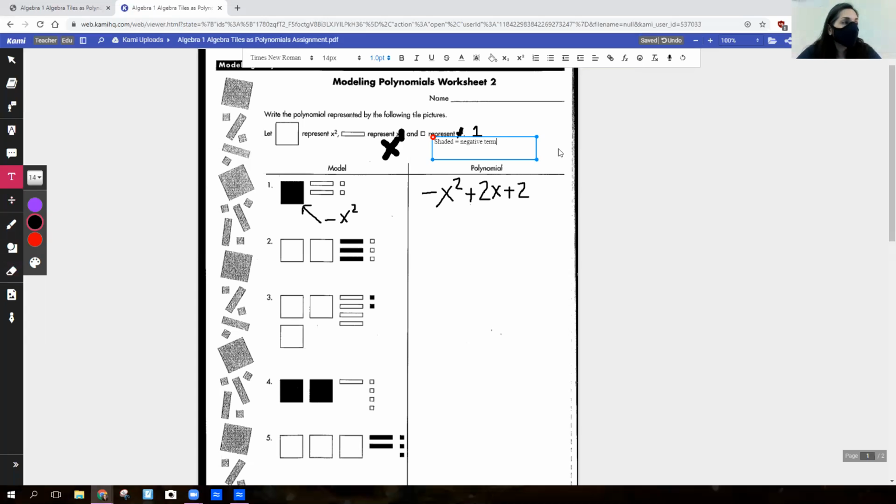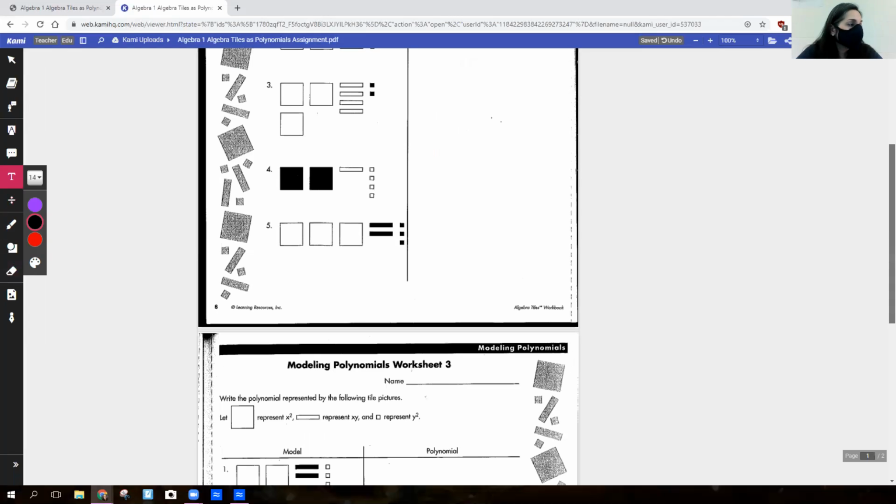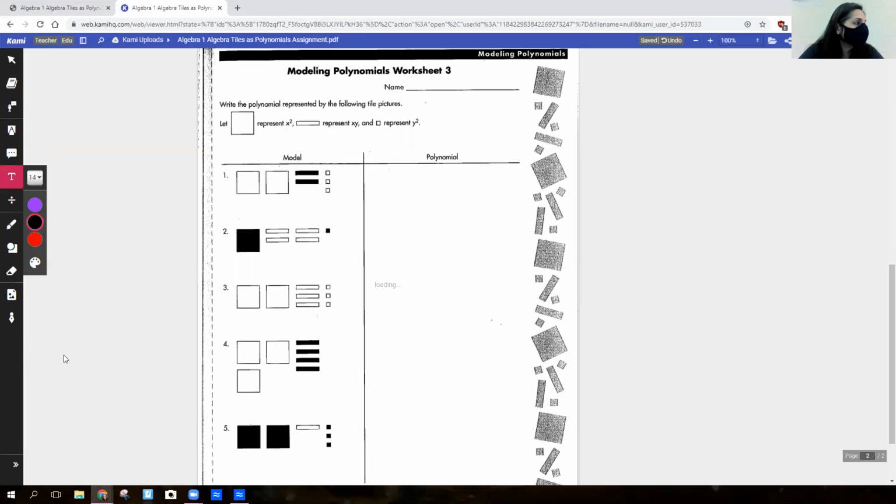Okay, so you'll do that for all of these. And then on the second page, you'll do the same thing. So this is still x squared. This is not going to be xy. That is just going to be an x. And this is just going to be a 1. Okay? And if they're shaded, then they're negative.